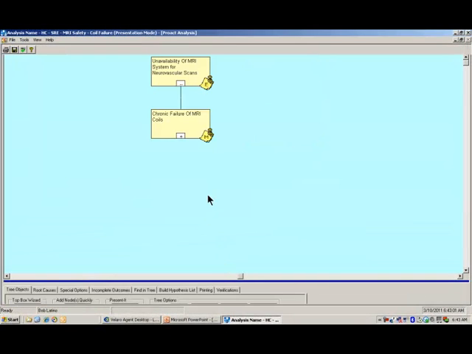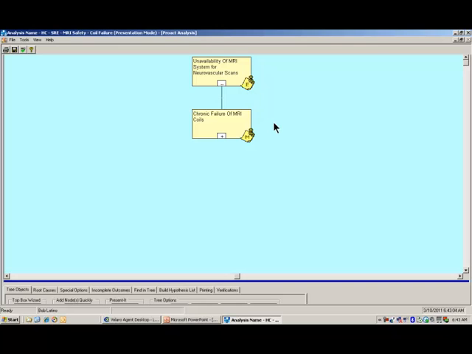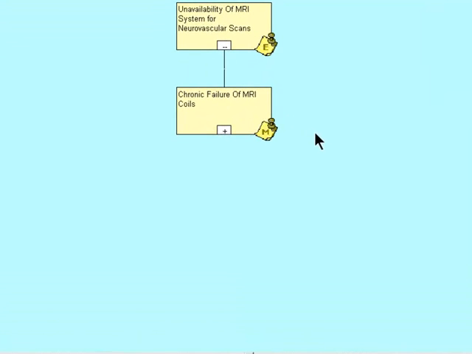We're going to move to presentation mode, and our event in this particular case is going to be unavailability of the MRI system for neurovascular scans. Our event is the last consequence and really what triggers the RCA to be done. This is going to be caused by the chronic failure of MRI coils. This is going to be the mode. What we have to remember with event and mode is that these are both true. So now we become hypothetical and ask, how could the chronic failure of MRI coils create the unavailability of the MRI system for these scans?